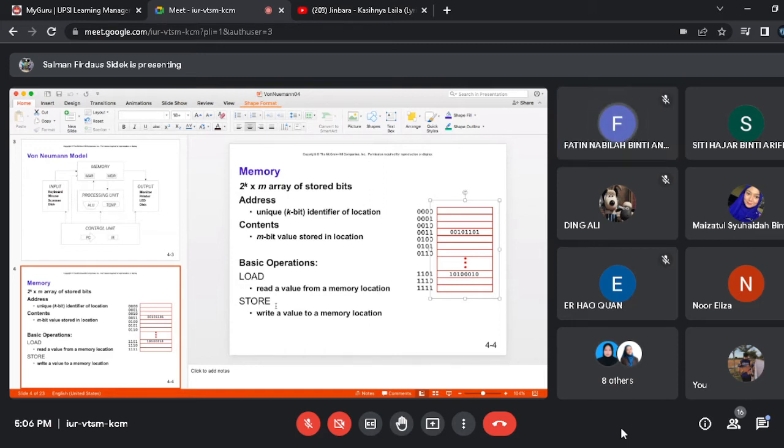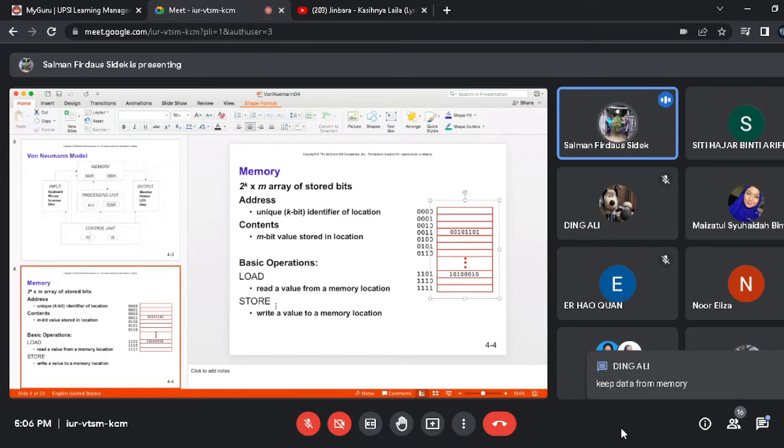Okay, betul. The computer keeps the information from CPU to memory. From CPU to memory. Good. So the computer keeps the information or process data. Okay, you can use process data or you can use information. Both have similar meanings. So from CPU to memory.